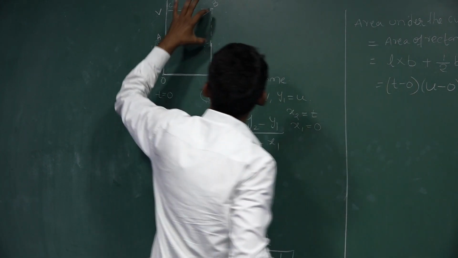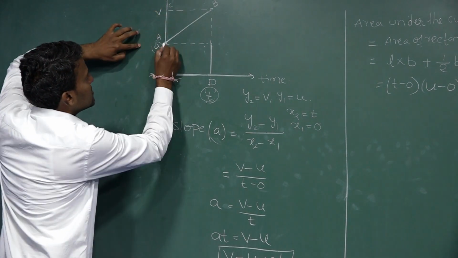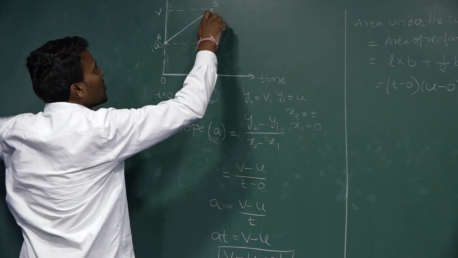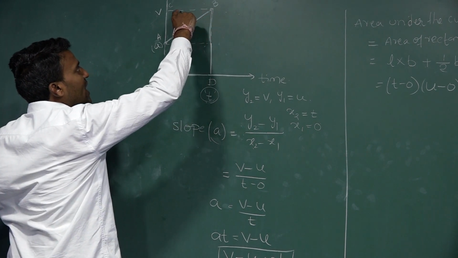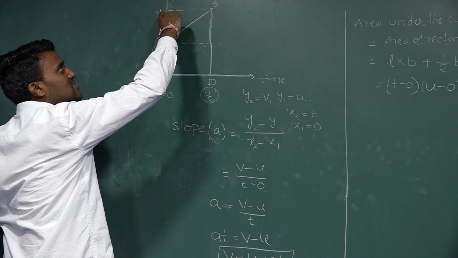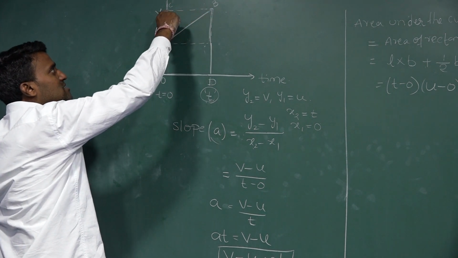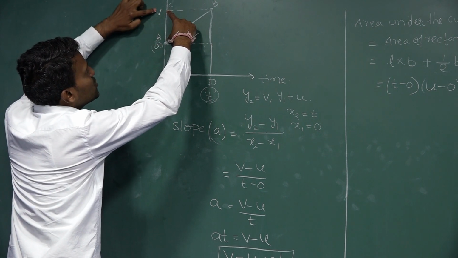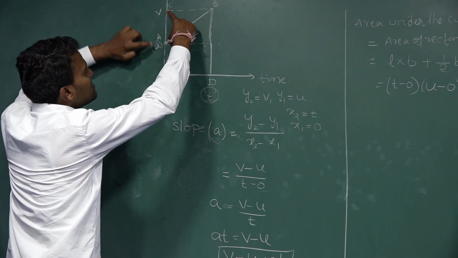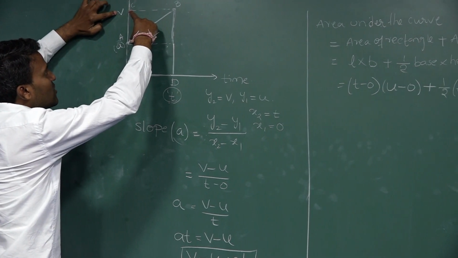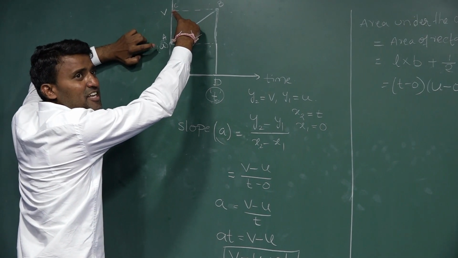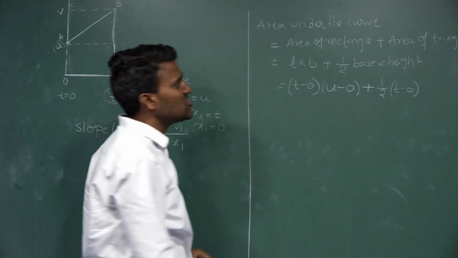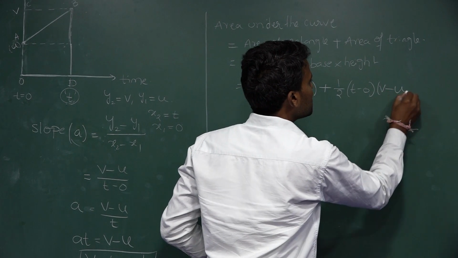And the height of the triangle, this is the height of the triangle, isn't it? Moving towards the y-axis because it is parallel to the y-axis, this is the final position and this is the initial position. Final minus initial. Here final is the final velocity v and initial is the initial velocity u. So height is v minus u.